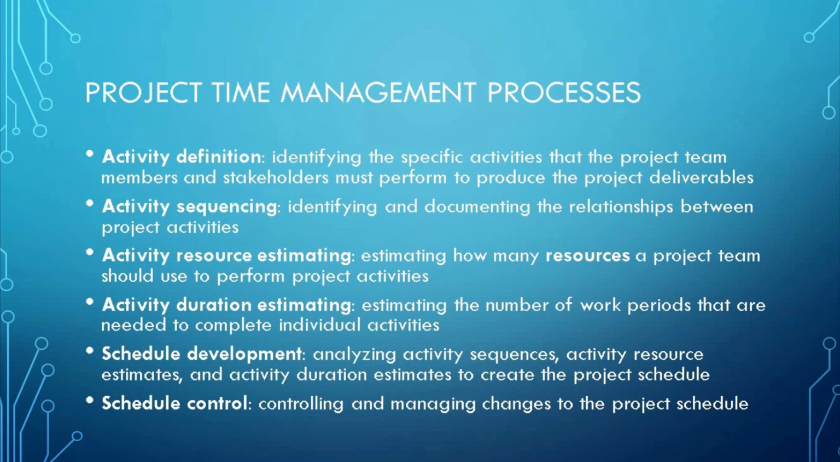Next is activity resource estimating. It helps you to work out the resources you need to achieve the plan that you want to do. In this process, you'll work out what human resources, equipment, and supplies you need, plus the quantity you need of each. The next process is activity duration estimating.